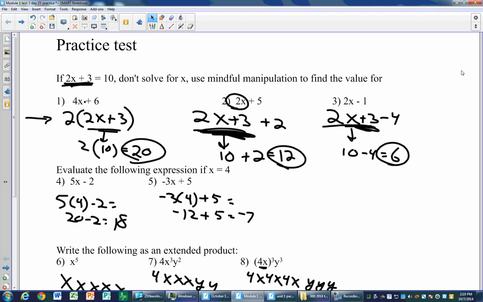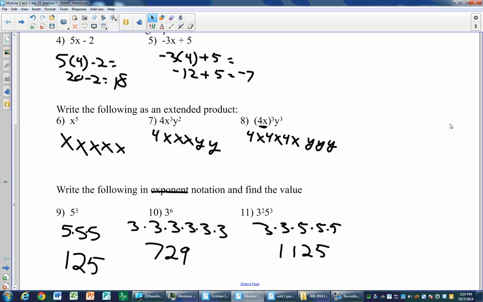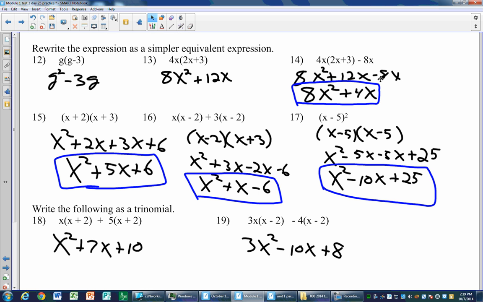You can hit pause at any time to make sure you can copy down the answers. There is some work shown. So here's the first couple answers. There's the rest of the first page. And here's the second page.